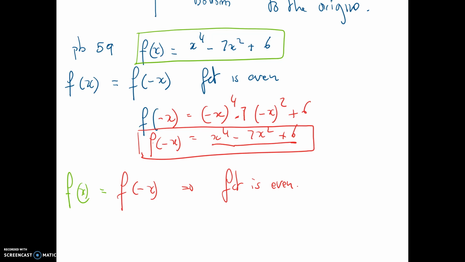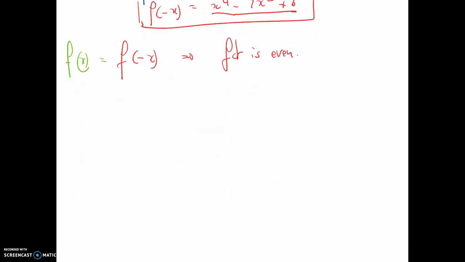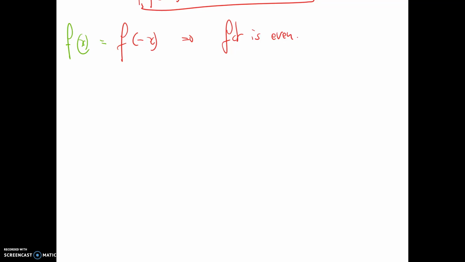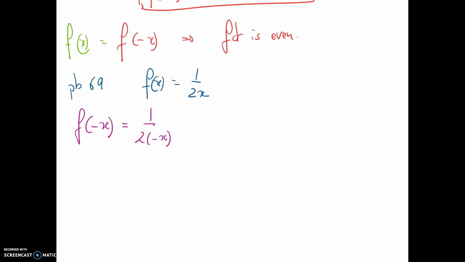Now, if I want to check that my function is odd, I'm going to do problem number 69. Let's do problem number 69. First of all, my function f of x is 1 over 2x. So I'm going to substitute x in my function f of x by negative x. I'm going to calculate f of negative x, which is 1 over 2 times negative x, which gives me negative 1 over 2x.